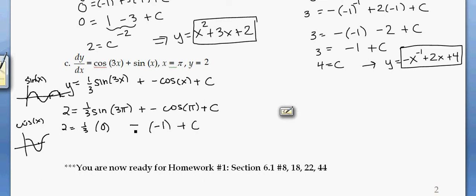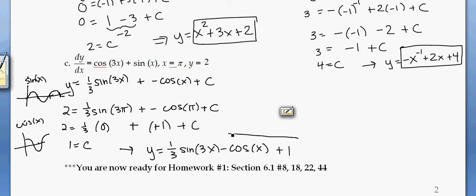So 2 equals 1 plus c, right, because these are positive. So if I subtract 1 over to the other side, we get 1 is c. So the solution to this differential equation is 1/3 sine of 3x minus cosine of x plus 1. My c is 1. So those are some simple differential equations, and then now you can get some practice. I think, again, this is not updated, so you're going to be looking for yours on WebAssign. I was using old notes for this.